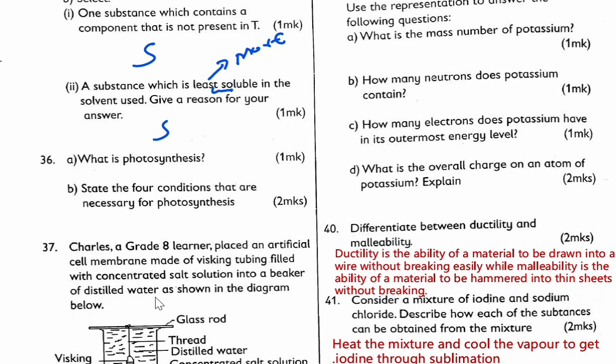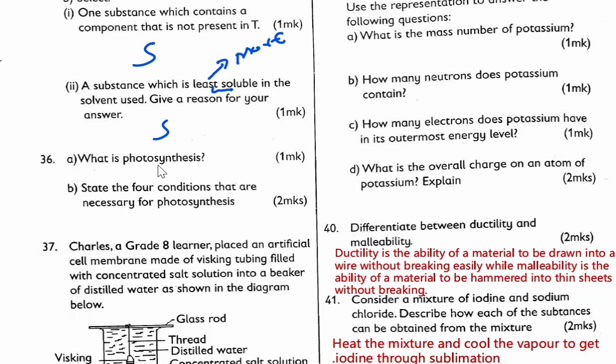Part 6. What is photosynthesis? 1 mark. So I'm going to say it, because this space is limited. Photosynthesis is the process by which plants manufacture their own food. Very simple. You get that 1 mark. State 4 conditions that are necessary for photosynthesis.